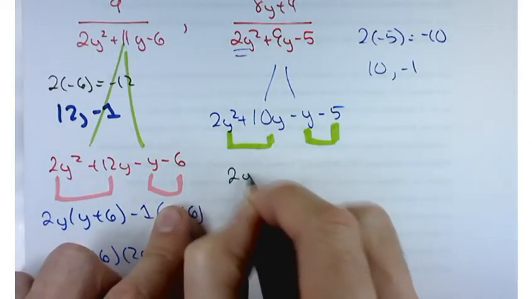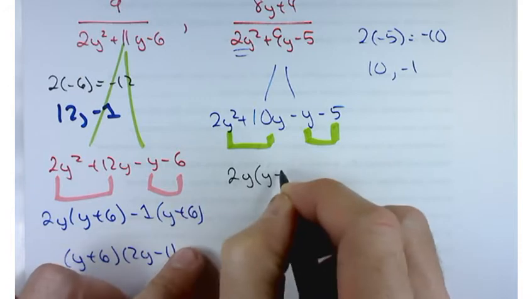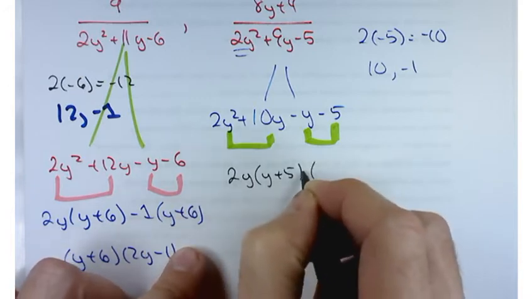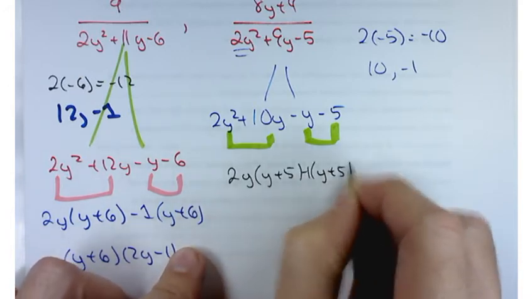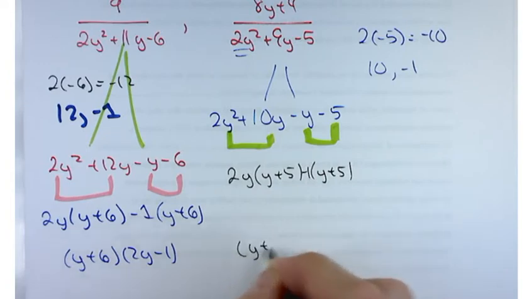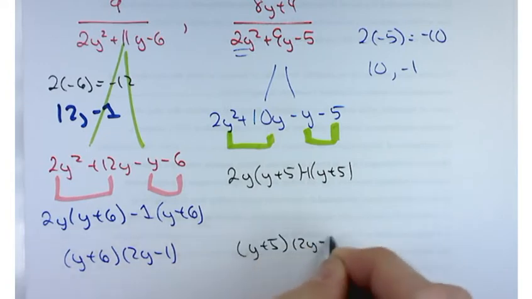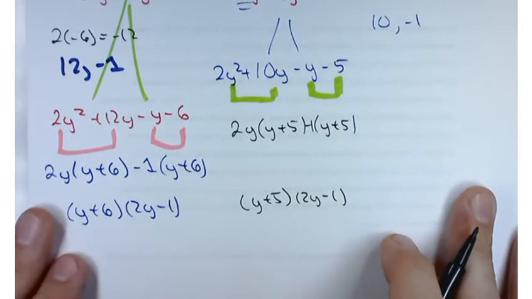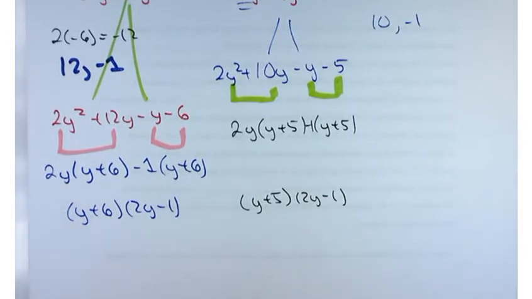Factor out the 2y, leaves behind y plus 5. Factor out the negative 1. Again, it leaves behind y plus 5. So overall, we have y plus 5 times 2y minus 1. Yay. Or you can write it the other way. It doesn't matter.